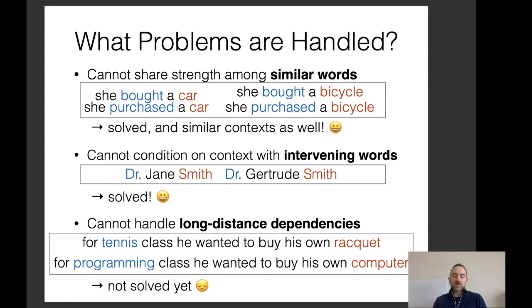It's still able to condition on context with intervening words, because we're feeding 2 words previous into the model just like we're feeding 1 word previous into the model. However, this is still not able to handle long distance dependencies, and we'll get to this problem a little later.